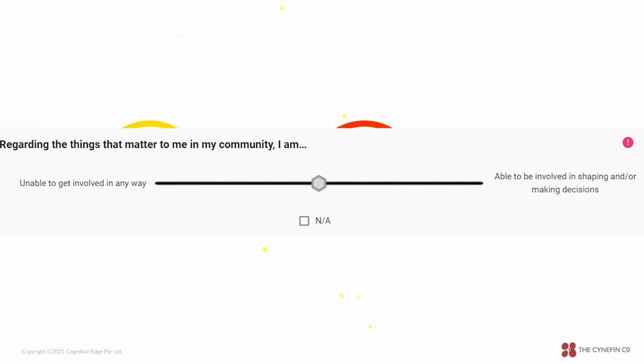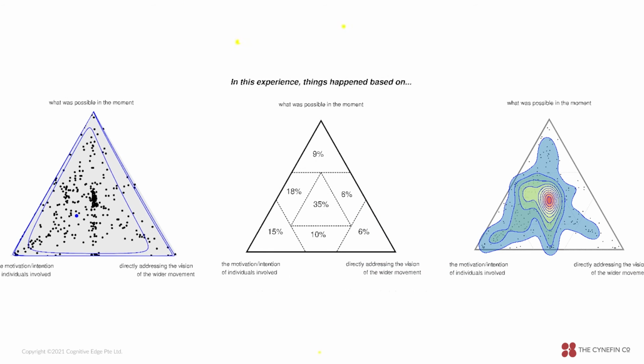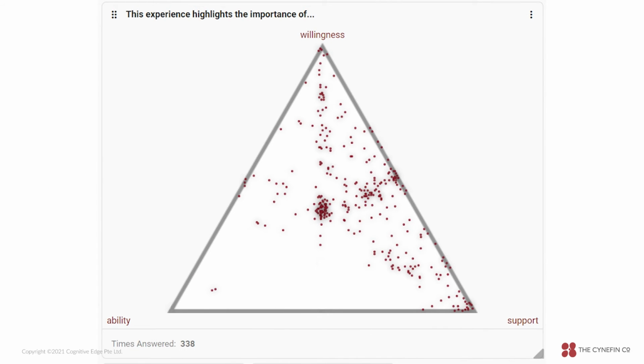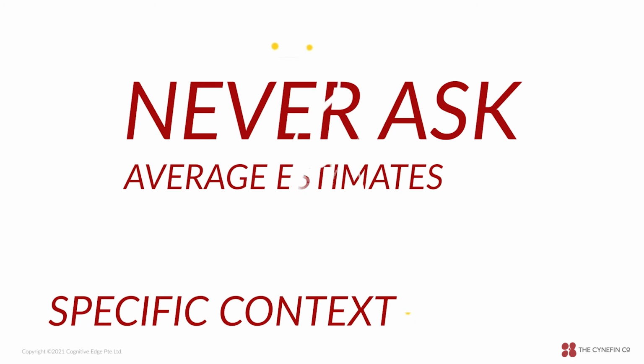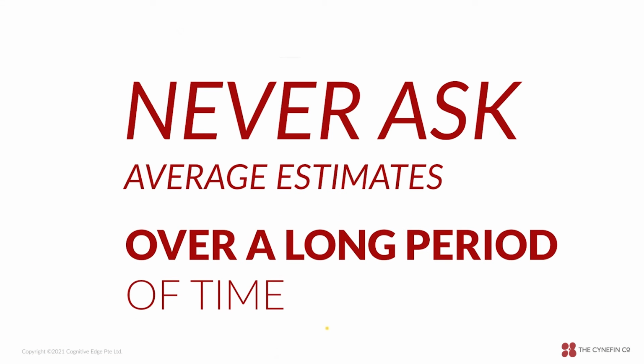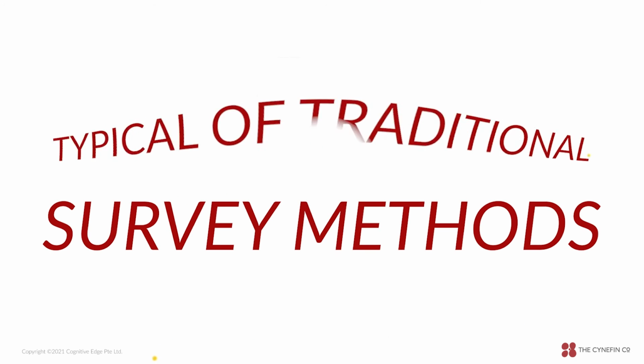Sensemaker's stories and quantitative data create rich data sets that capture both the details of the context and the overarching patterns within them. This makes it easy to spot outliers, diversity, and potential connections without squashing them into averages or normal distributions. Always rooted in a specific context, the questions never ask people to make an average estimate over a long period of time, a practice typical of traditional survey methods.